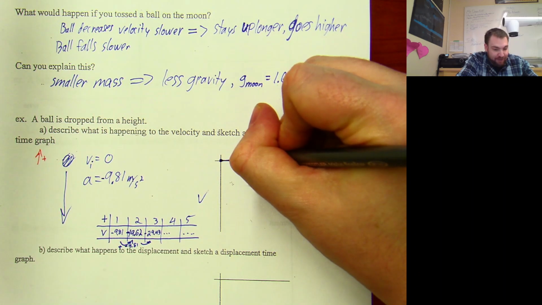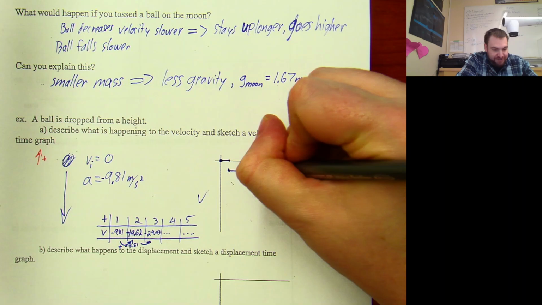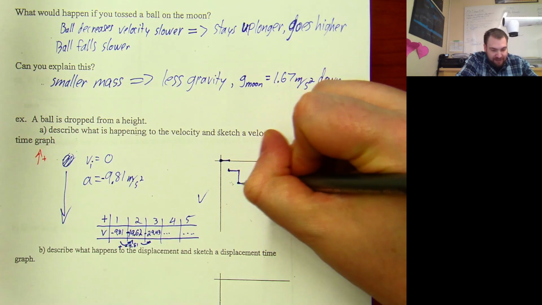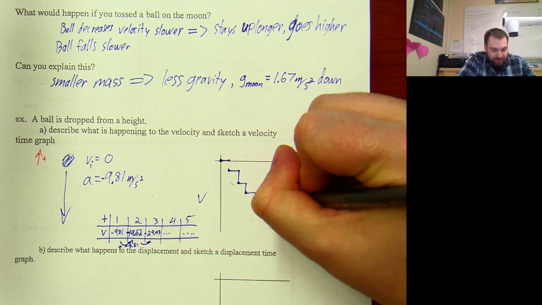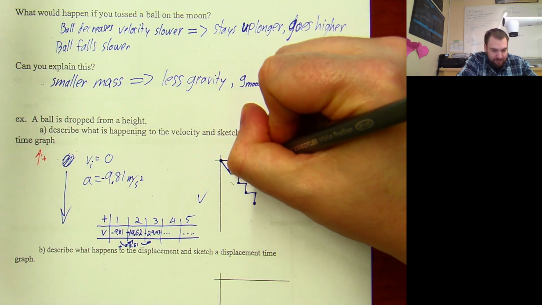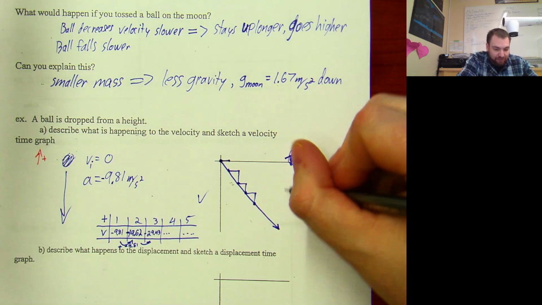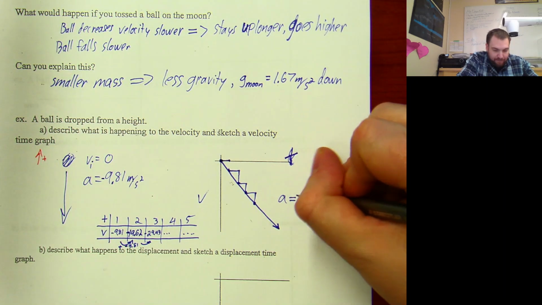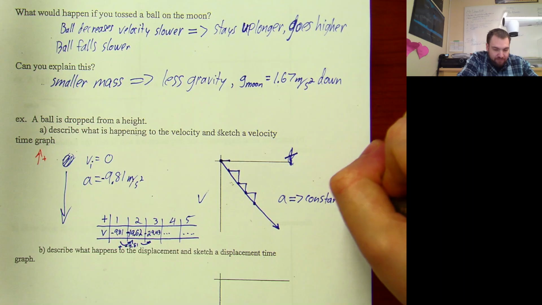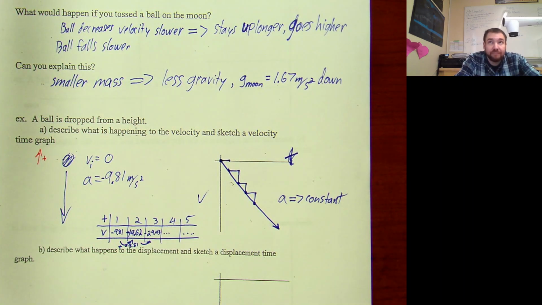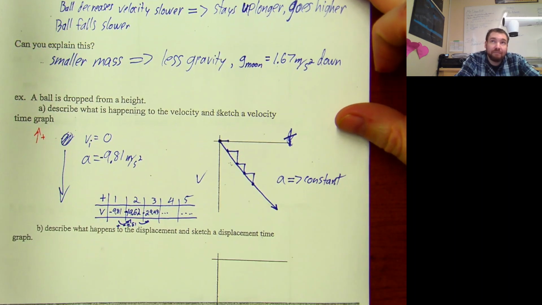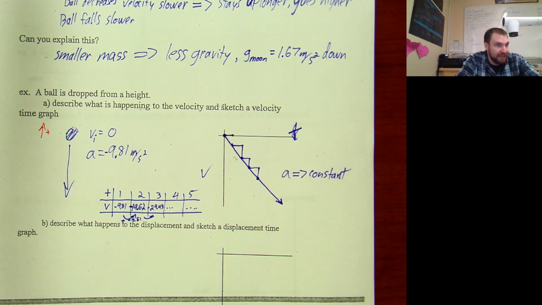After 1 second, I went down negative 9.8. After another second, I go down negative 9.8. After another second, I go down 9.8. This graph is going to be a straight line because acceleration is constant. That's the only reason I was able to give you the lab that I gave you. Your second graph should look like a straight line. So if it doesn't, you've got some things to figure out.